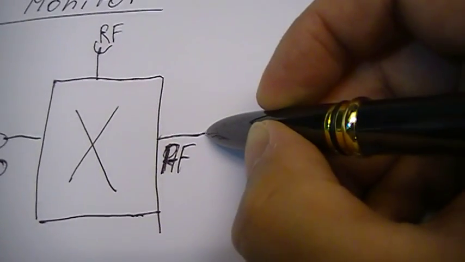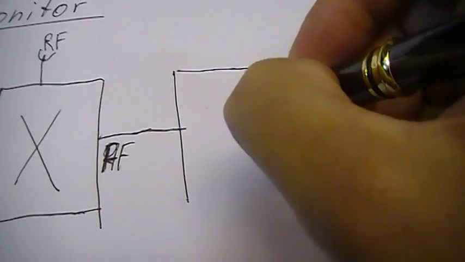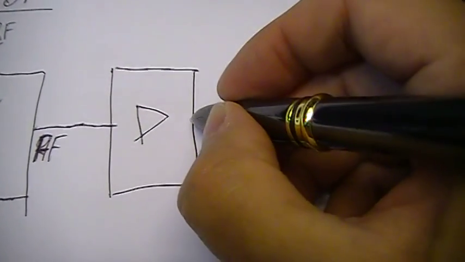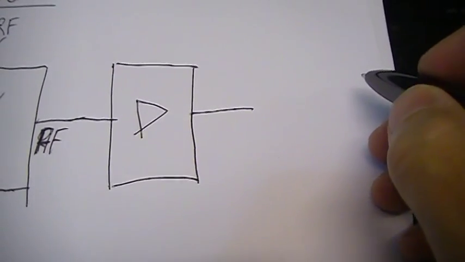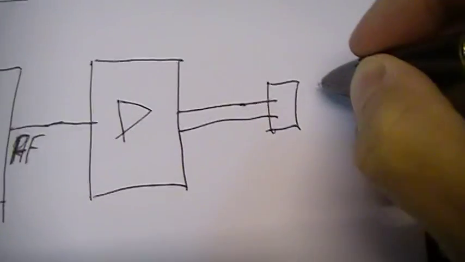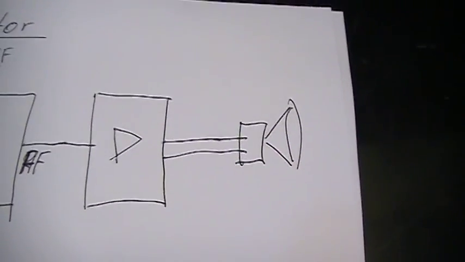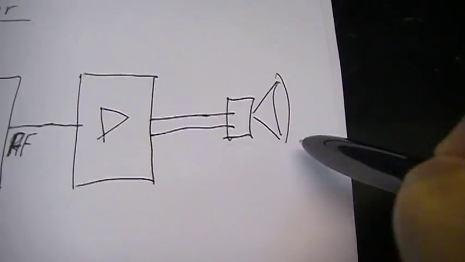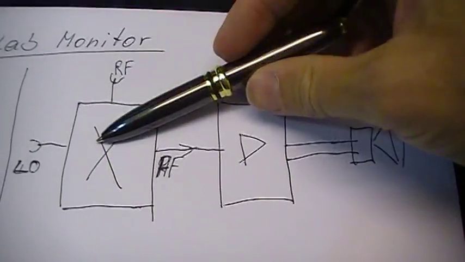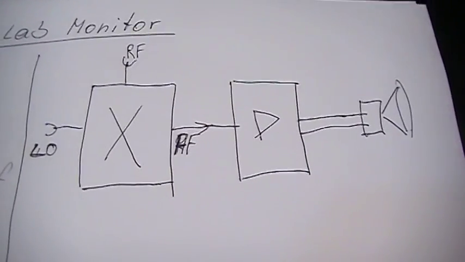And what we want to do is to amplify our audio signal in a way that we can connect a loudspeaker to our audio amplifier, so that we can listen to the demodulated signal, which has been demodulated in our mixer, in our product detector.